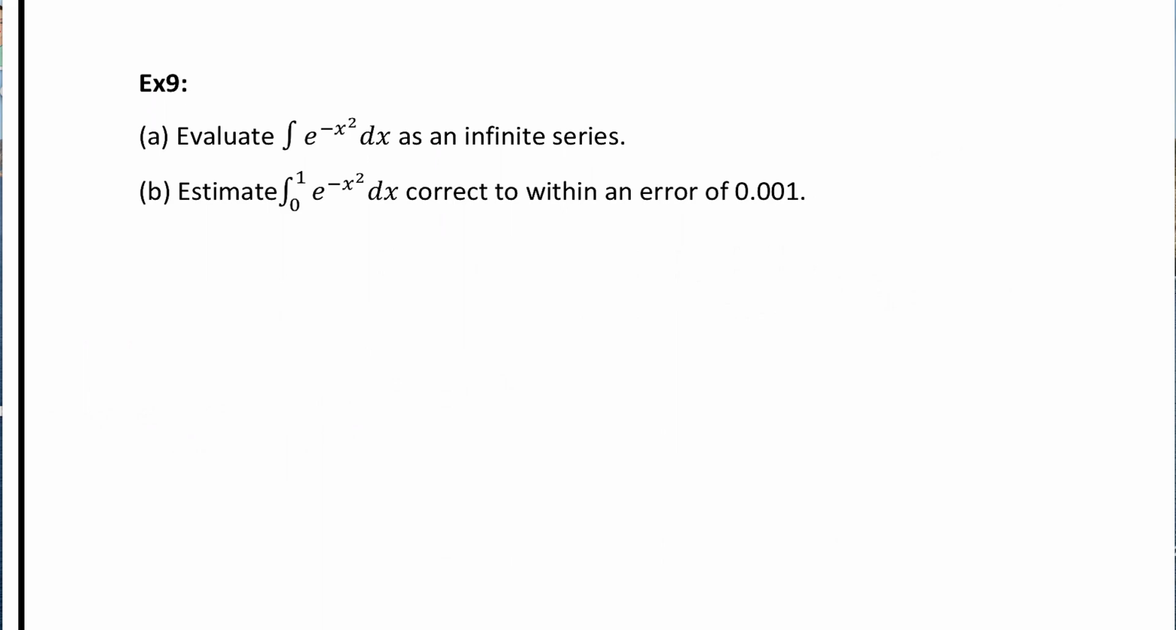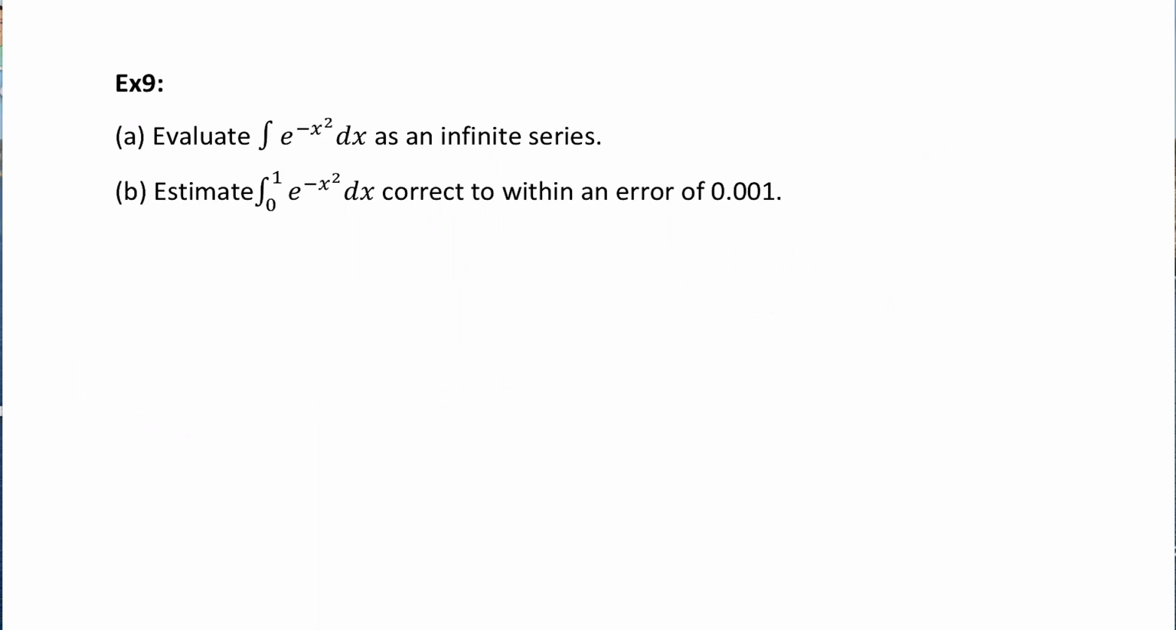Okay? So now we have to evaluate the integral of e to the negative x squared as an infinite series and then estimate the definite integral correct to within an error of 0.001. Now, part A, knowing the Maclaurin expansion of e to the x is super helpful because we don't know what the antiderivative of e to the negative x squared is. So I'm going to use the fact that e to the x is equal to the sum from n equals 0 to infinity of x to the n over n factorial.